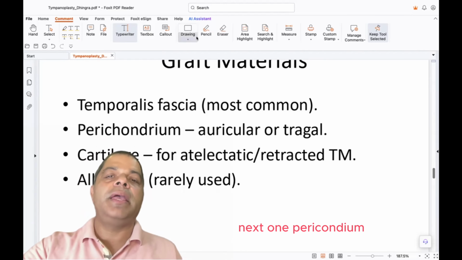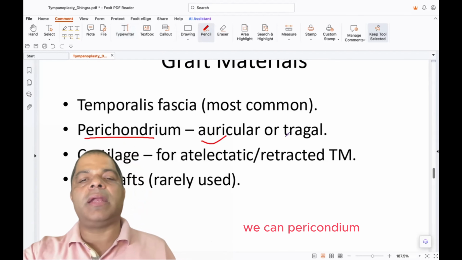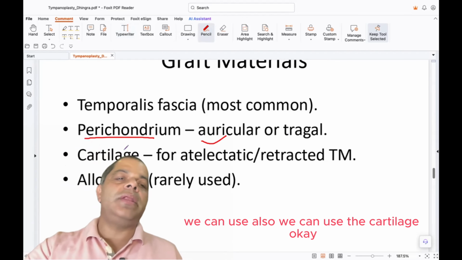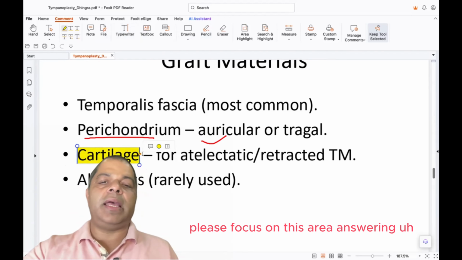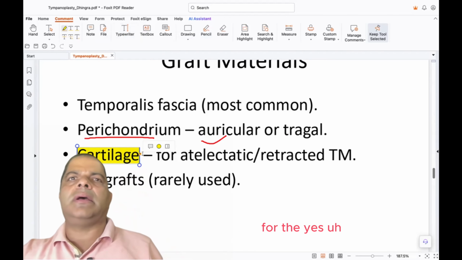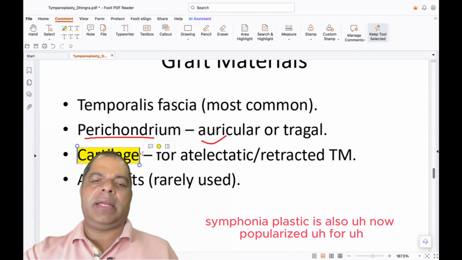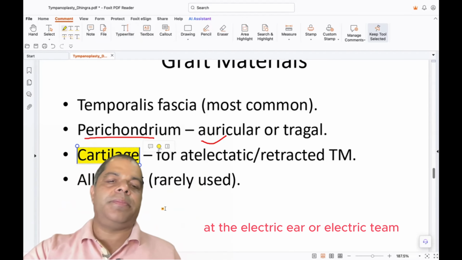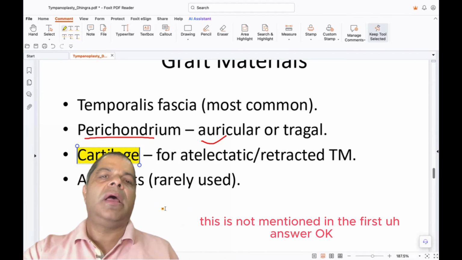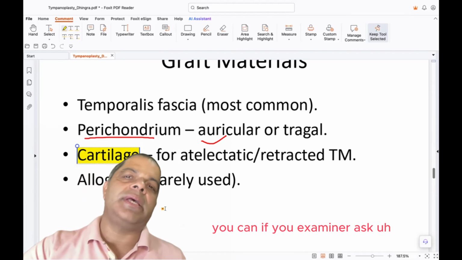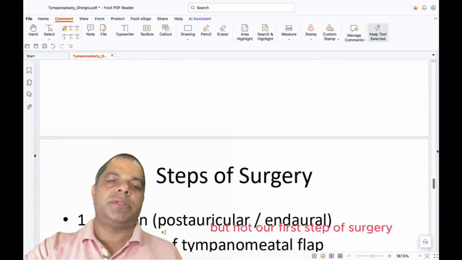Next one, perichondrium. Here, perichondrium may be from the auricular or tragal cartilage. We can use perichondrium, and also we can use the cartilage. Please focus on this area when answering. Cartilage tympanoplasty is also now popularized for atelectatic ear or retraction. Yellow graft is not mentioned in the first answer. If the examiner asks, you tell more at that time, but not first.